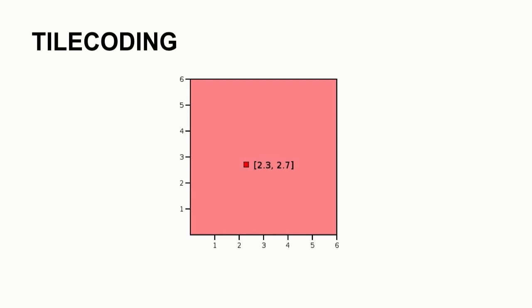You have a two-dimensional input space in which you have an infinite amount of possibilities. Imagine our environment returns a state of 2.3 and 2.7. To use tile coding, we'll have to decide how many tilings we'd like to use. For this example, I'll use a total of 6 tilings. We also have to decide how many tiles each tiling will have. For this example, I will use 49 tiles per tiling.